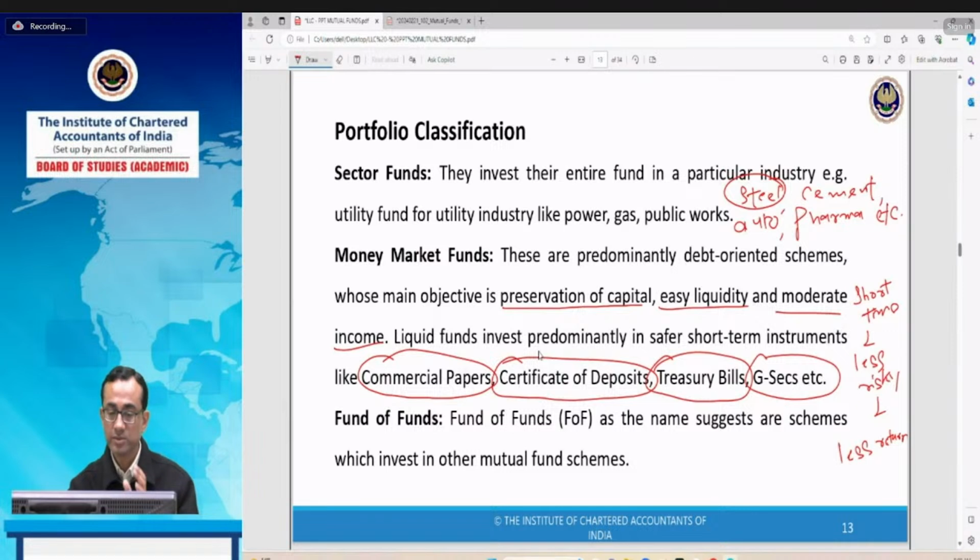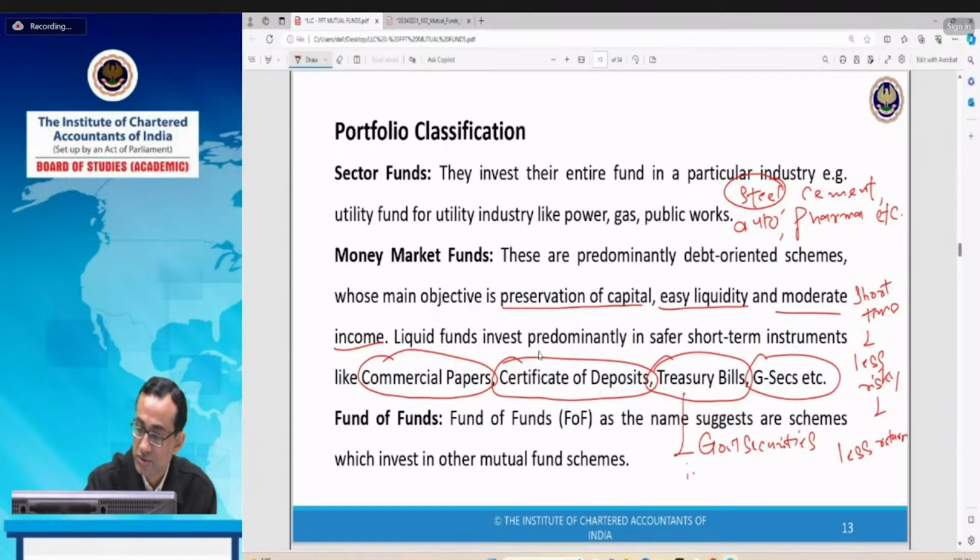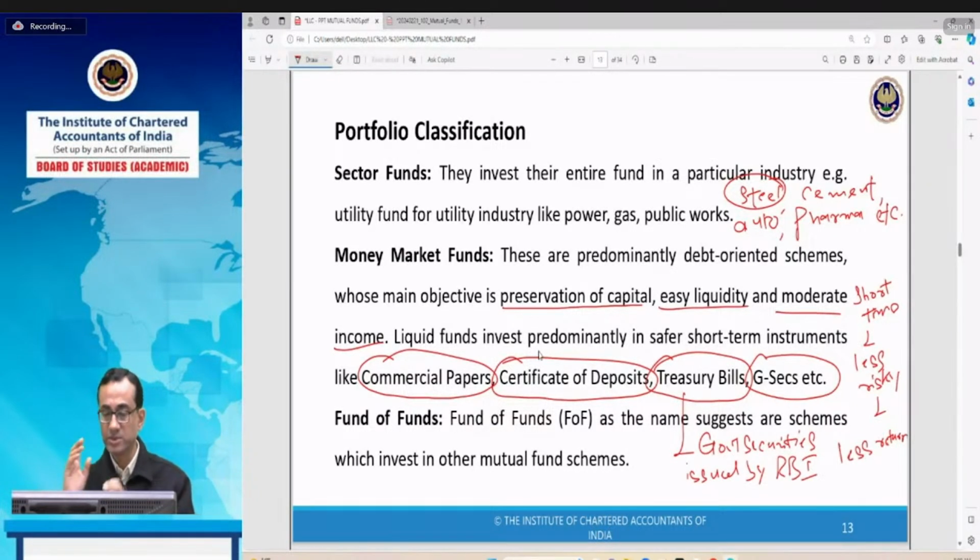So the bulk of the money market funds actually comprises treasury bills, which are government securities issued by RBI on behalf of the government. So these are basically the safest among all the instruments, these money market funds. And since it is considered to be the safest, the return is also less.